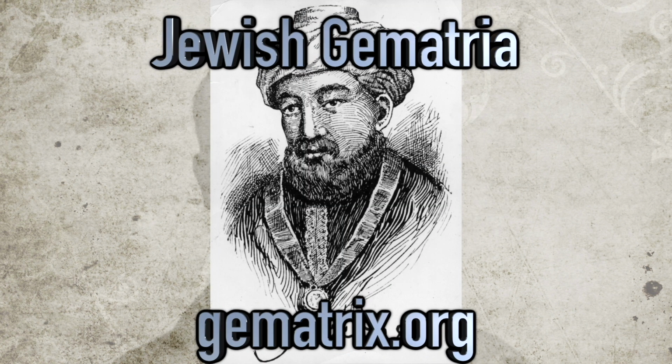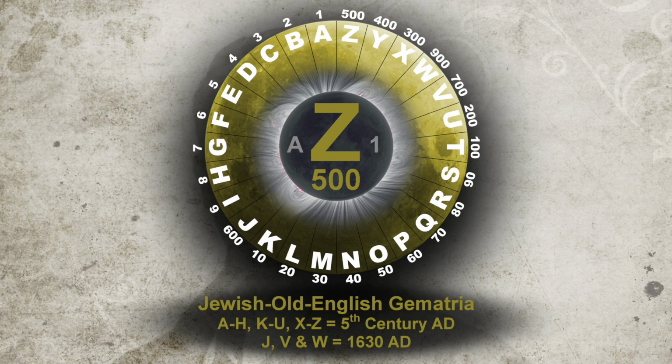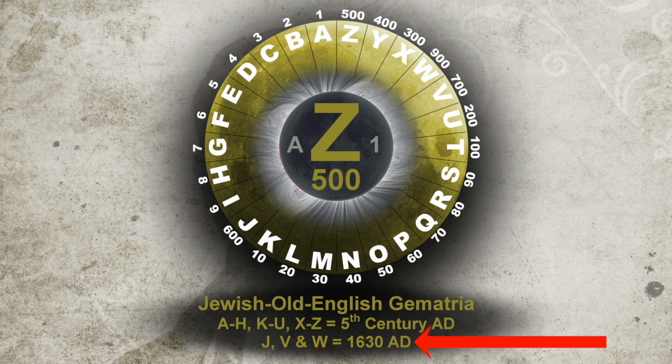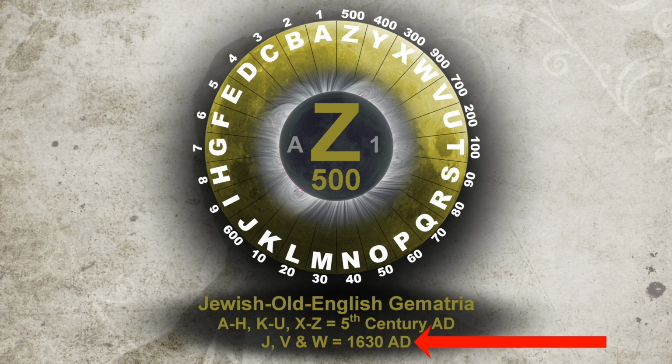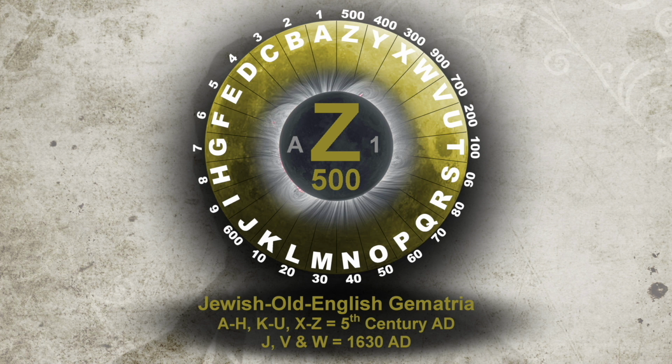Gematrix.org calls this Jewish Gematria, and I have been calling it Jewish Old English Gematria, since it orders the letters J, V, and W, which entered the alphabet after 1630 AD, and adds their values based on the timing of their entry rather than their existent order in the English alphabet.